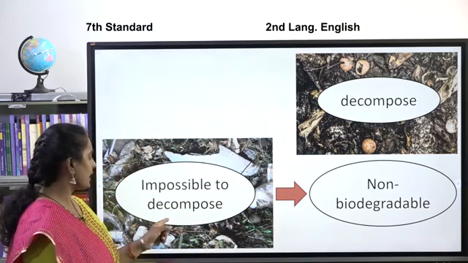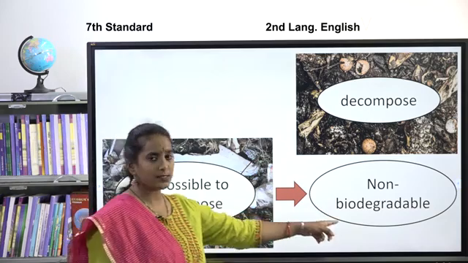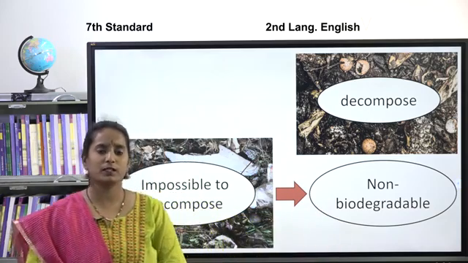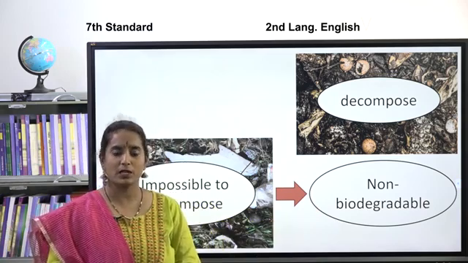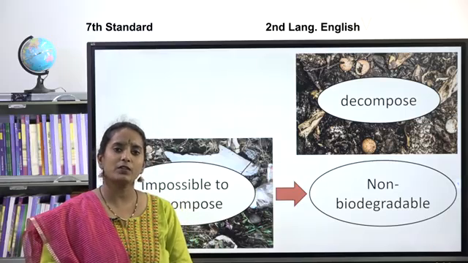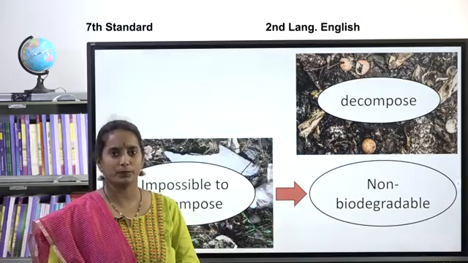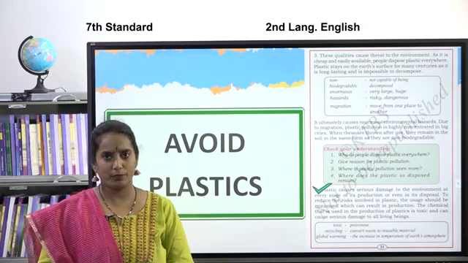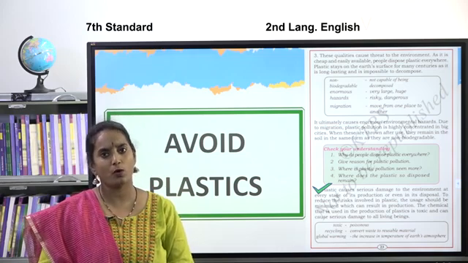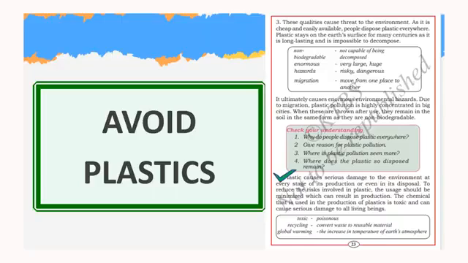Since plastic cannot be decomposed, it is called as non-biodegradable. In the previous class, I have explained to you the meaning of non-biodegradable, meaning Jaivika Vighataniya Vallada Vastu. Today, we'll learn more about the dangers of plastic and what we can do to avoid plastics. I'm going to read from paragraph 4 in page number 23. Children, listen carefully so that you can practice reading later.